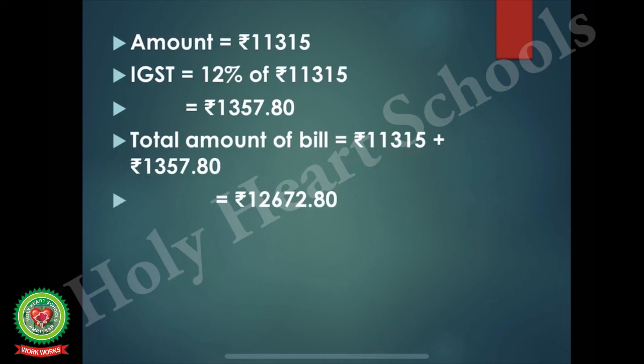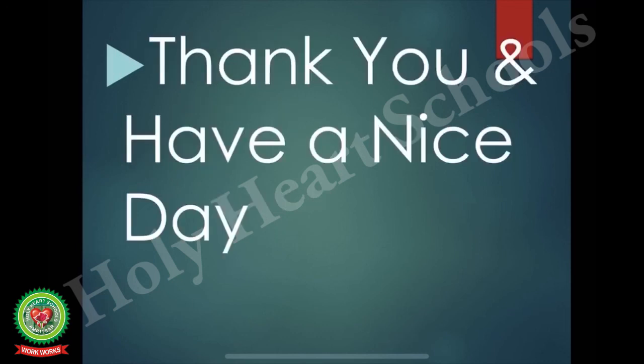So the total amount of bill is equal to rupees 11,315 plus rupees 1,357.80, which is equal to rupees 12,672.80. So now students, you all must have understood the topic of CGST, SGST and IGST and where they are applicable. So now you are going to solve the sums based on these topics. So till then, thank you and have a nice day.